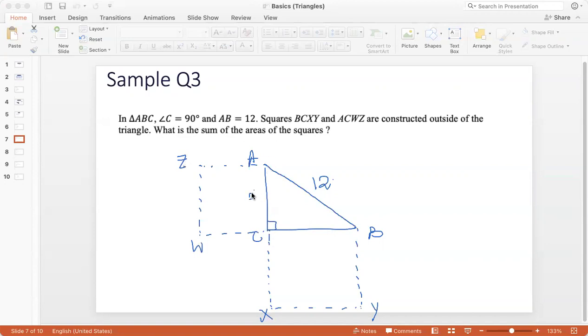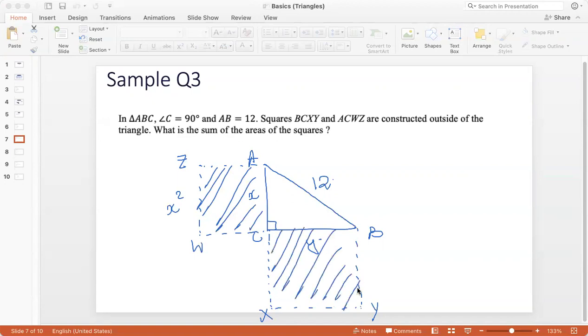So let this side be X and let this side be Y. Then the area of this square would be X square, and the area of this square would be Y square, right? Because the area is the square of a side. So what is the sum of the areas of the squares? X square plus Y square. And we know that in this right triangle, X square plus Y square using Pythagoras theorem would be the square of 12. So the right answer is 144. The sum of the areas of the squares would be 144.